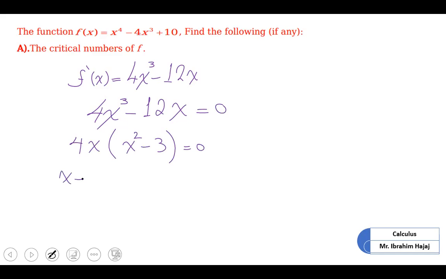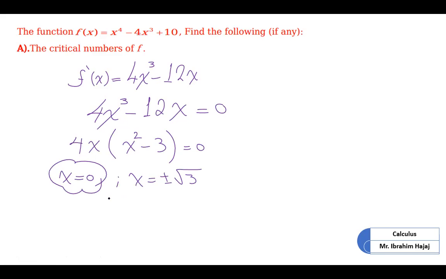So either x is 0 or x is equal to positive or negative radical 3. But you should test these points, and we will do it in the next question. We will check if 0 and positive and negative radical 3 are critical numbers or not. Maybe one of them, maybe two of them.